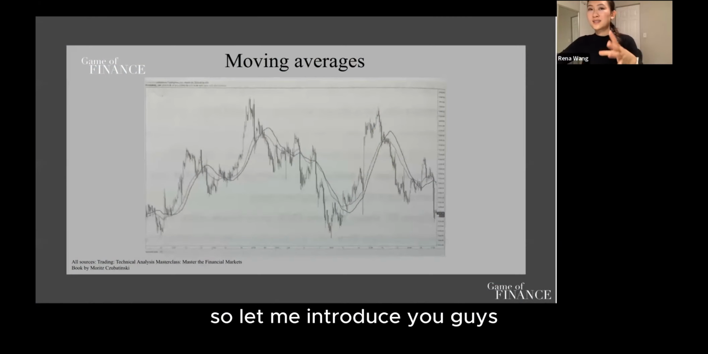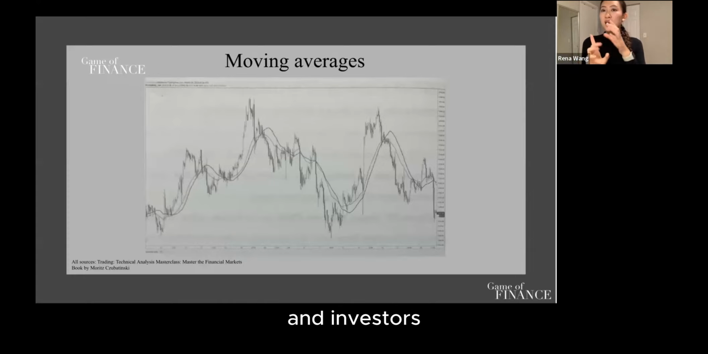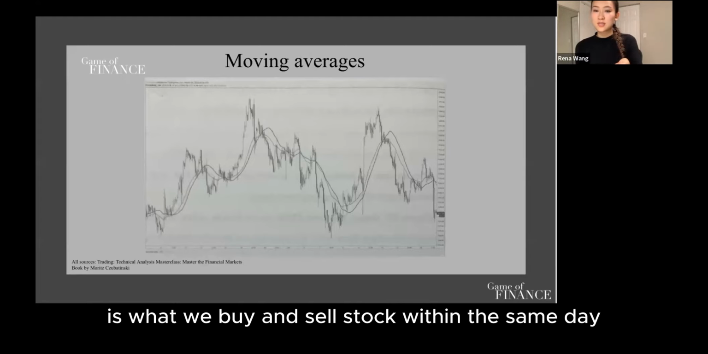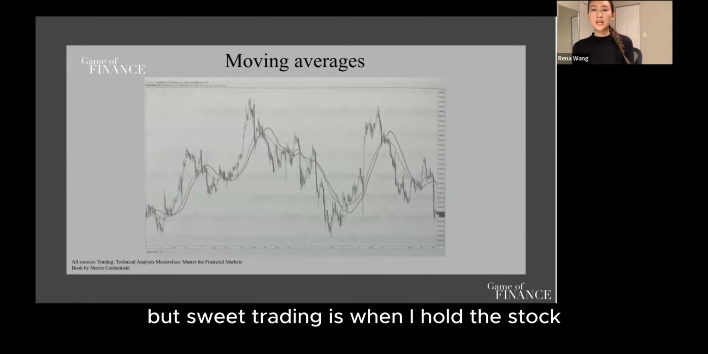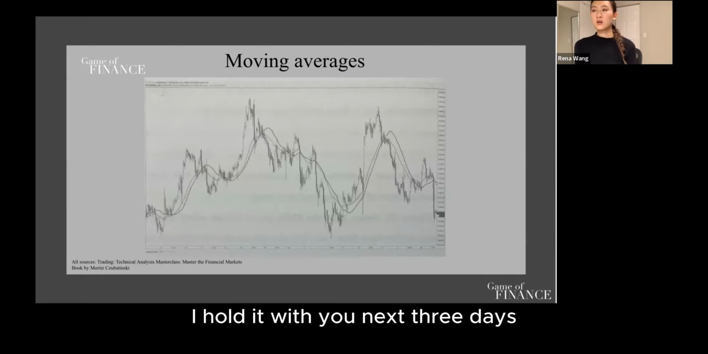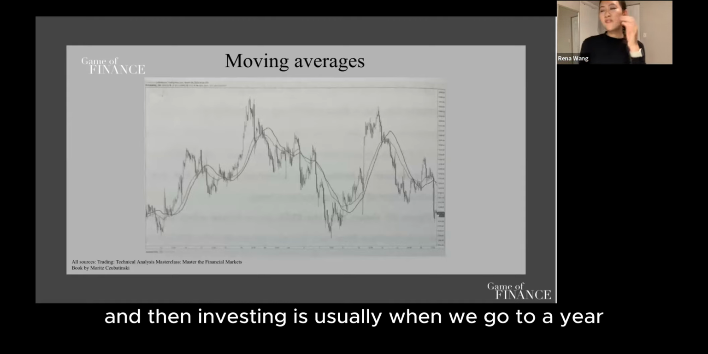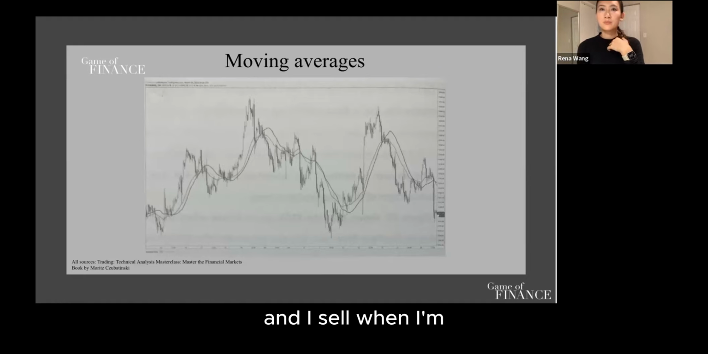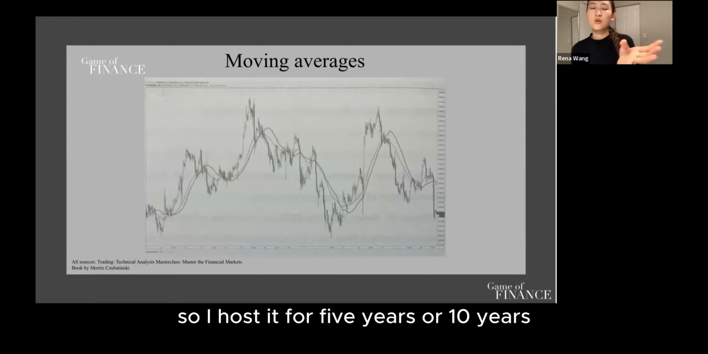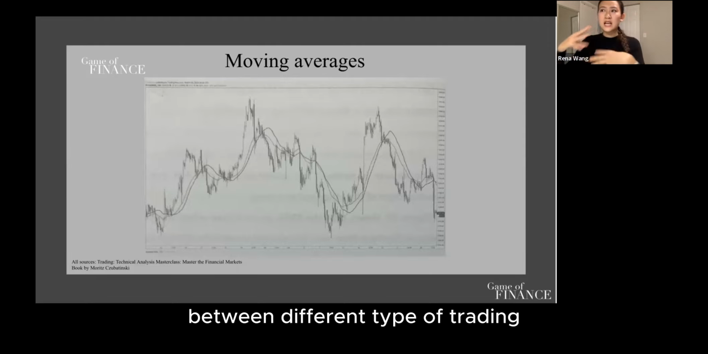Let me introduce you guys to the different types of traders. We have day traders, swing traders, and investors. Day trading is when we buy and sell stock within the same day. I buy it right now, I sell it in the next few hours. Swing trading is when I hold the stock. I buy it today, I hold it within the next 3 days, the next week, or the week after. Investing is usually when we go to a year, right? I invest in Apple right now and I sell when I'm 23. So I hold it for 5 years or 10 years. That's a basic difference between the different types of trading.